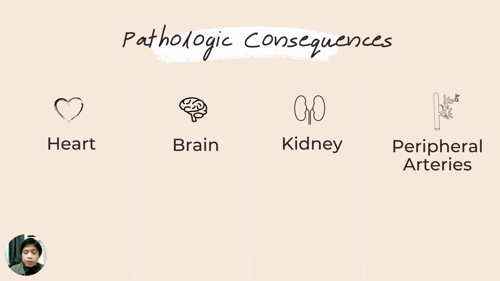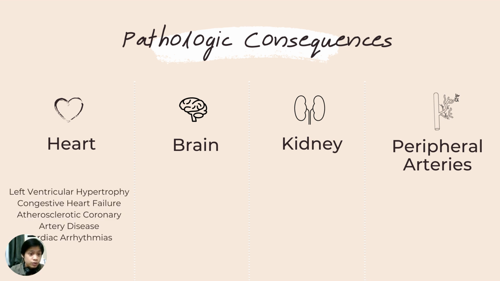There are four principal organs that can be affected: the heart, the brain, the kidney, and the blood vessels themselves, which are the cause of hypertension but can also be the target organ of hypertension. So let's first discuss the pathologic consequences in the heart. What happens to the heart when there is hypertension? Okay, so let's just enumerate and cite one example. Left ventricular hypertrophy. The left ventricle increases in size.